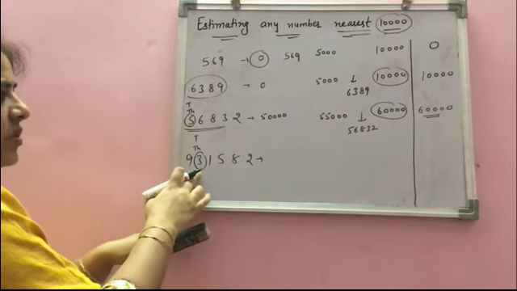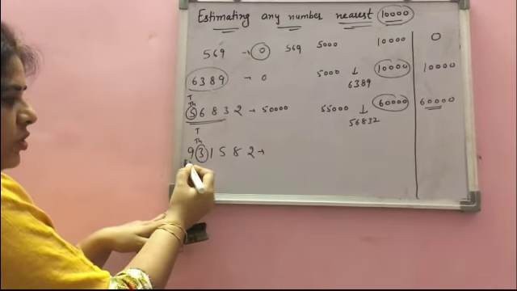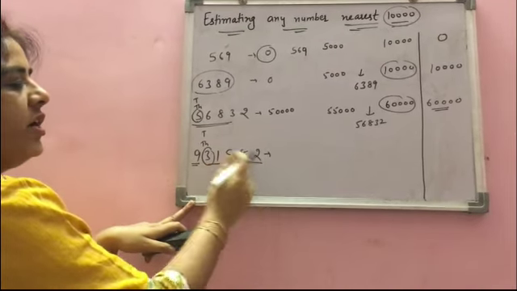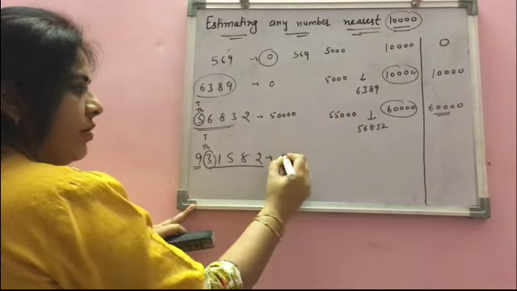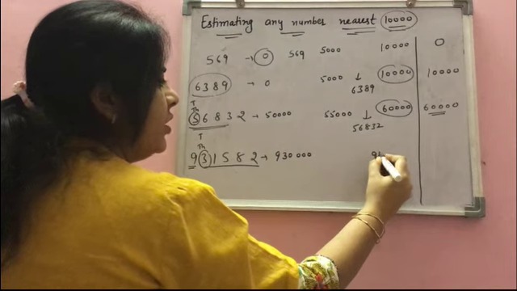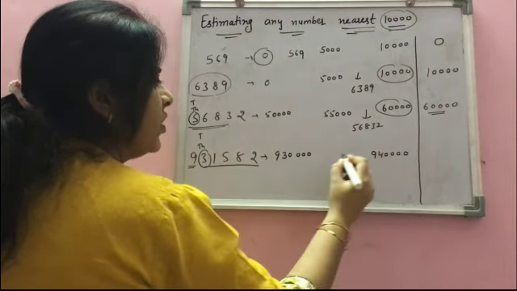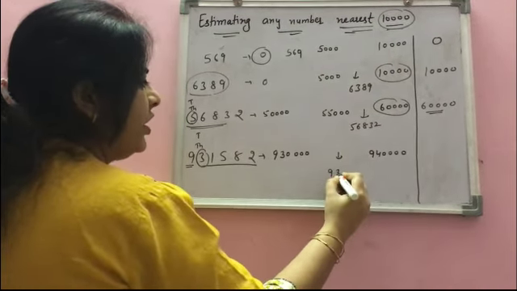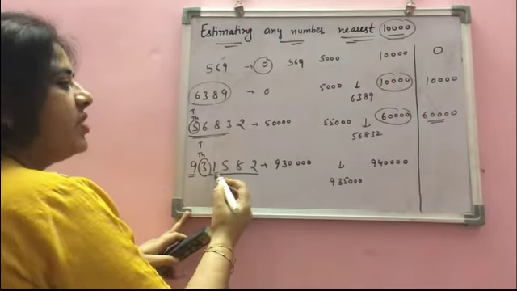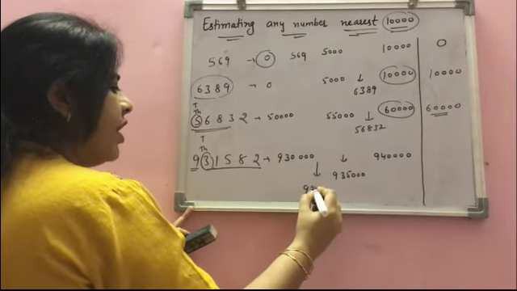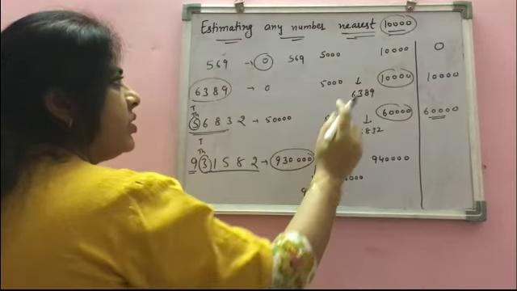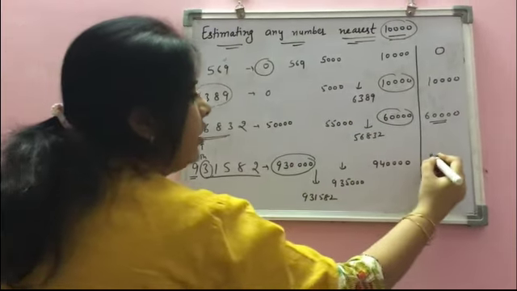Now what? It's a 6-digit number. It's the 10,000 place. So it will remain the same, and we say for this like 931,582. It means the 9 will remain the same. So this lies between this and this. So what is the halfway? 935,000. So is it more than halfway or less than halfway? Less than halfway. So it will be estimated nearest to 930,000. The answer would be this.